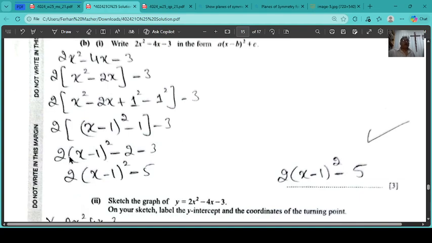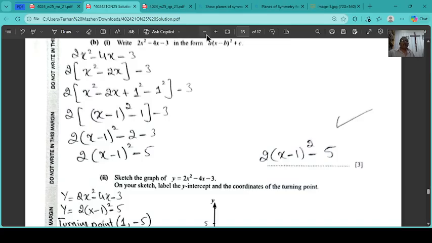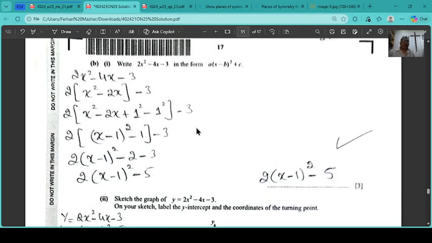So you will have 2 bracket x minus 1 bracket close whole squared, minus 2, minus 3. So you will have 2(x minus 1) whole squared minus 5. So you have applied the completing the square method, and the form you got is 2(x minus 1) squared minus 5. So this is how completing the square is done. I hope you understand, I hope you have learned it, and this is how you will do this.